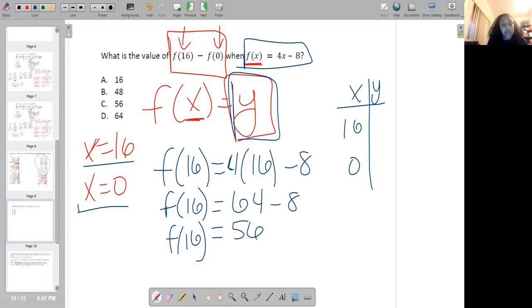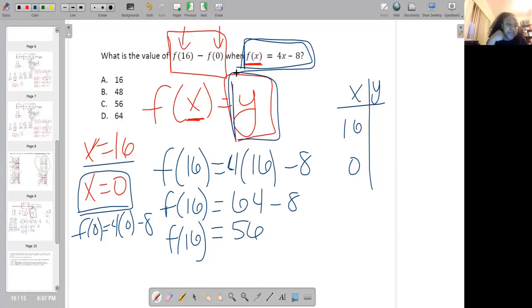Now the last part, we got to substitute in 0. So f of 0 is equal to 4 times 0 minus 8, right? Because all I did is I used the original equation and plugged in 0 for x. So anything times 0 is 0. So 0 minus 8, and 0 minus 8 is just -8. So f of 0 is equal to -8.